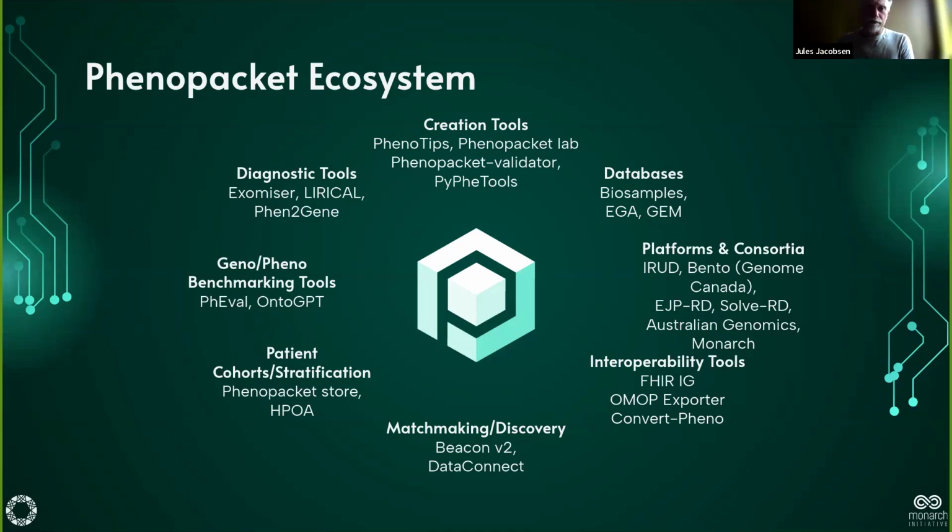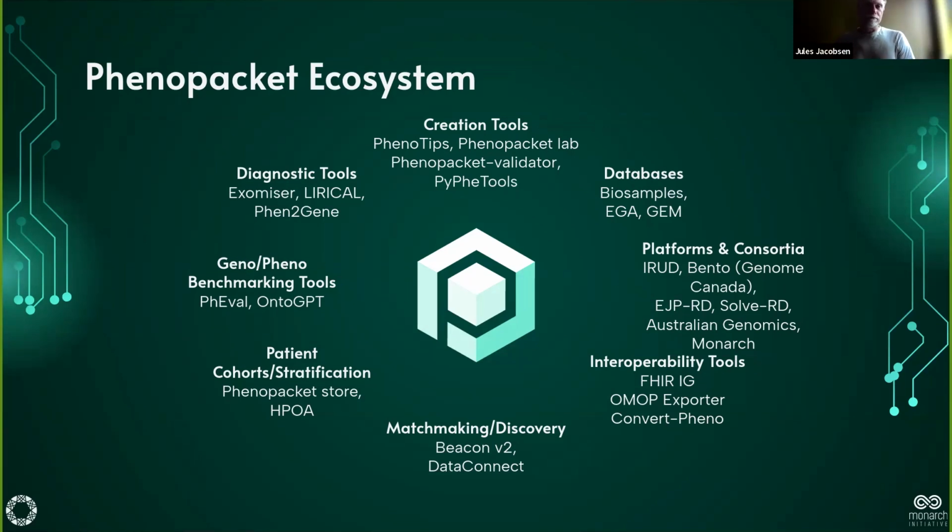If you go around anti-clockwise, we've got diagnostic tools being used. So Exomiser, as I said, is the primary use case for version 1. LIRICAL, similar kind of thing. These both ingest Phenopackets natively and will give you a diagnosis based on these and the actual VCF as well. Then there's Phen2Gene, from Kai Wang's lab. As you might guess from the name, they use the Phenopacket to try to guess the gene from the phenotype, or diagnose the gene from the phenotype.